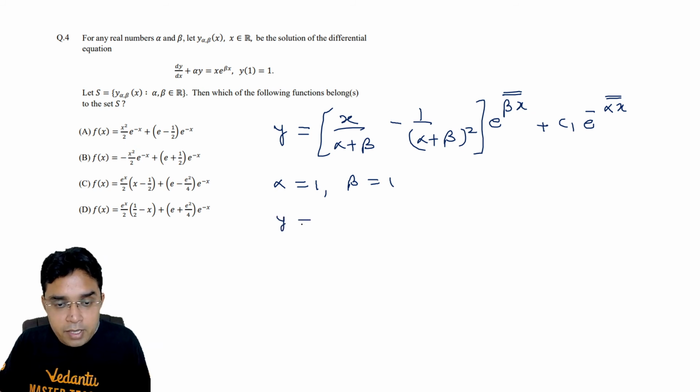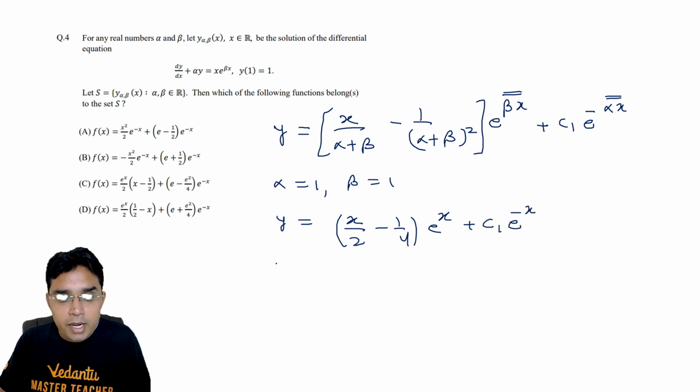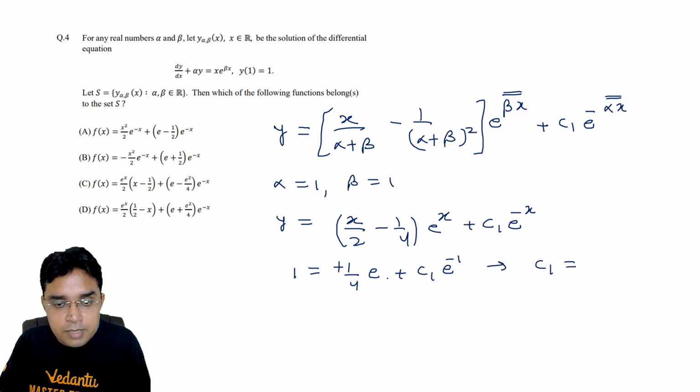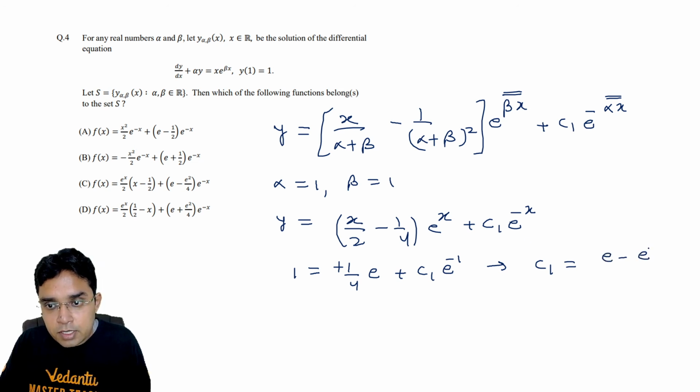So in that case my solution will be x upon 2 minus 1 upon 4, into e power x, plus c1 into e power minus x. Now at x is equal to 1, y should be equal to 1. So I put y is equal to 1 here. We will get 1 upon 4 plus 1 upon 4 e plus c1 into e power minus 1. So here the value of c1 comes out to be, we will have to multiply by e, so that will be e minus e square by 4. I think that is the value of c1.